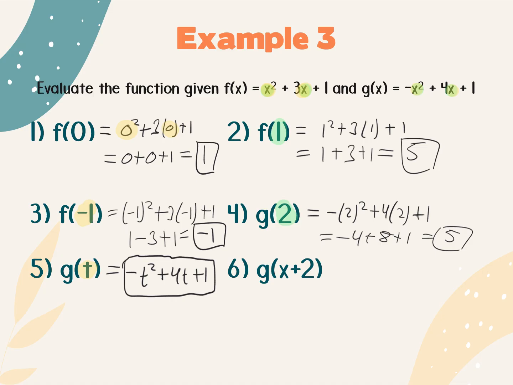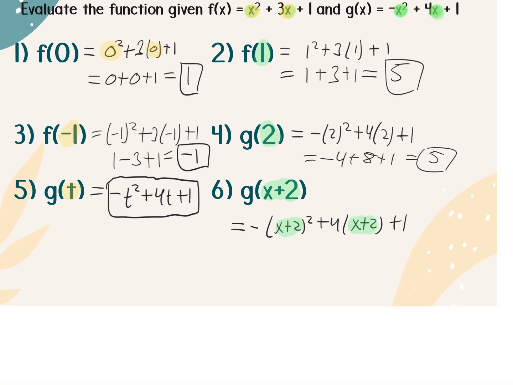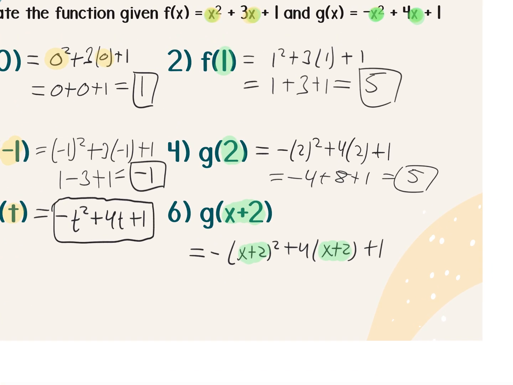Now, if I have a bigger expression, same exact thing, right? If I have g of x plus 2, all I have to do is replace the x that I see with an x plus 2. So this is going to be a negative x plus 2 squared plus 4 times x plus 2 plus 1. Again, all I'm doing is replacing that x that I see in this function with an x plus 2. And so this is about as much work as you'll have to do in these kinds of problems.